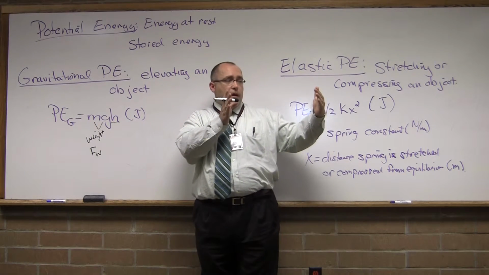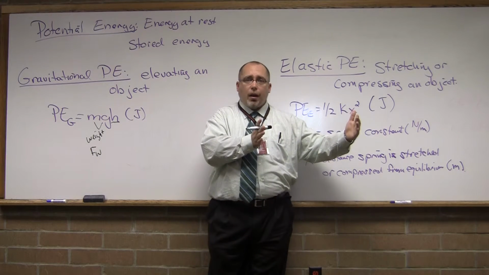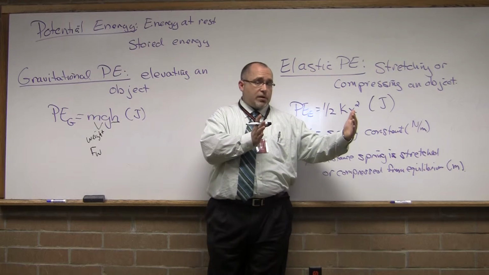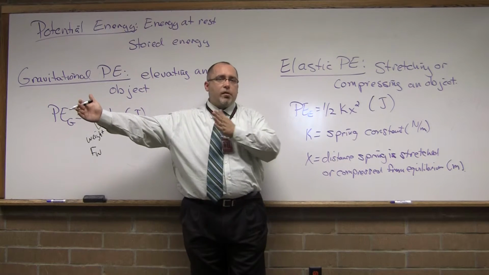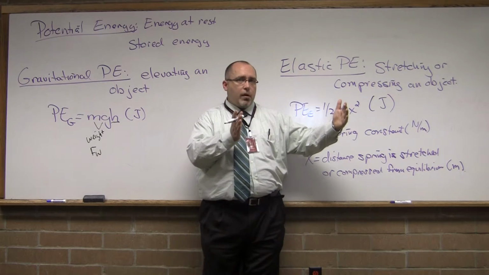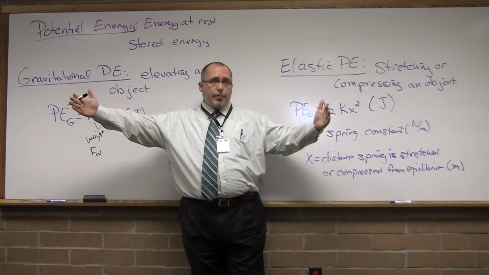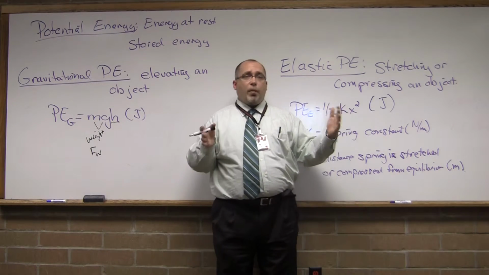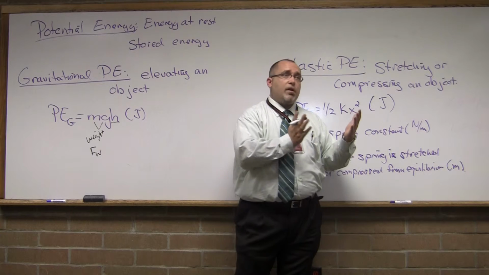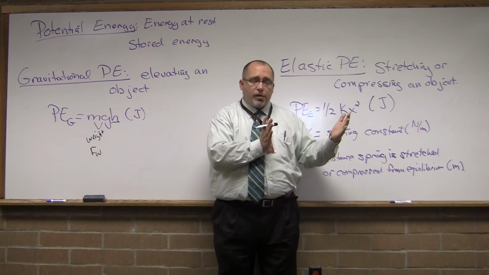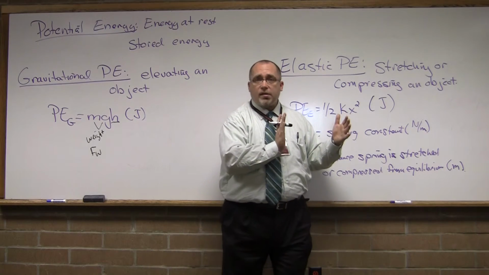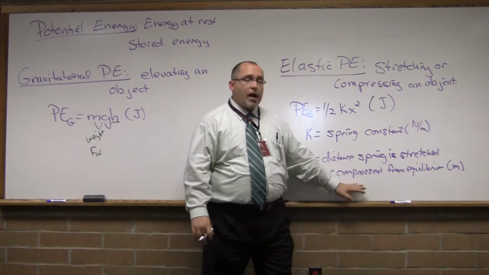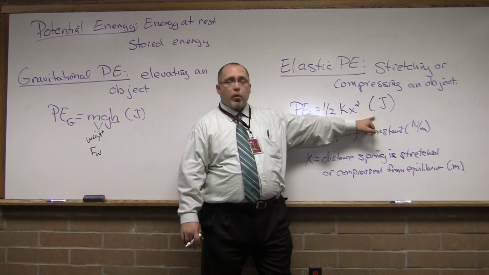So say that the object is 1 meter in length before you stretch it, and now it's 3 meters in length. x would be 2 meters, the difference between where it was when it was at rest to where it was when you stretched it. Likewise, if it was 1 meter in length and you compress it to say 3/4 of a meter, 0.75 meters, then x would be 0.25 meters. That's how much you compressed it. The unit for x is always meters for the formula that we have to use here.